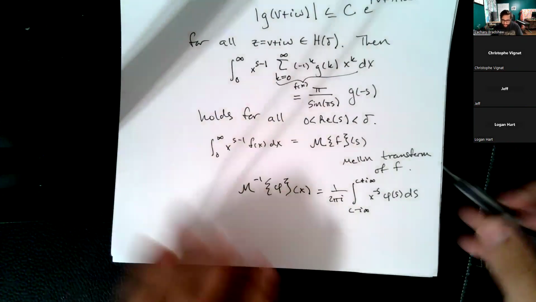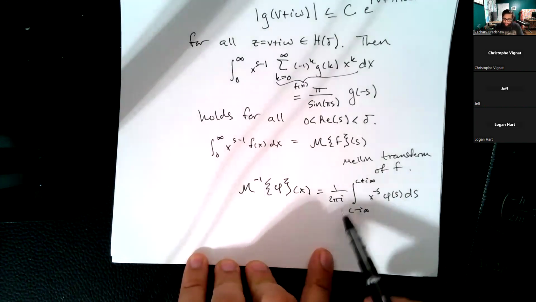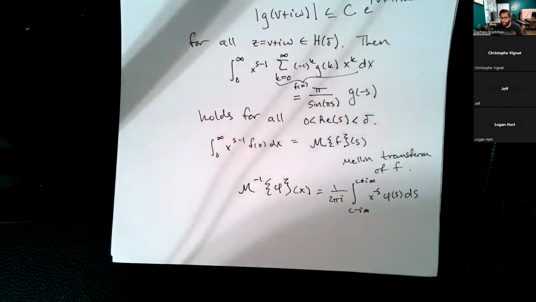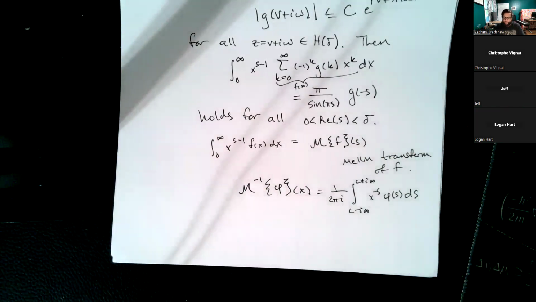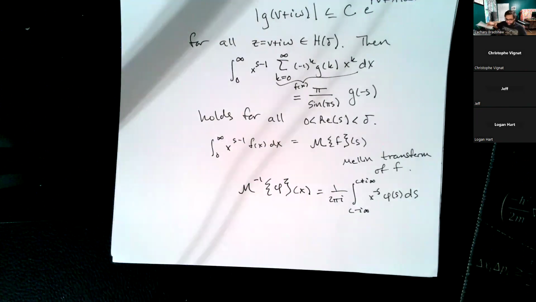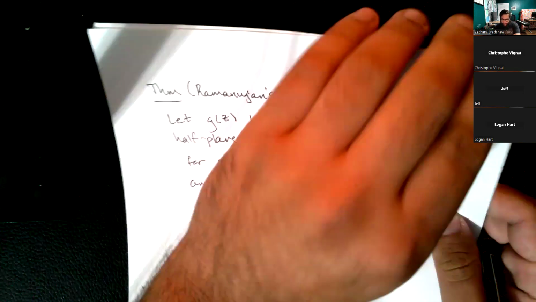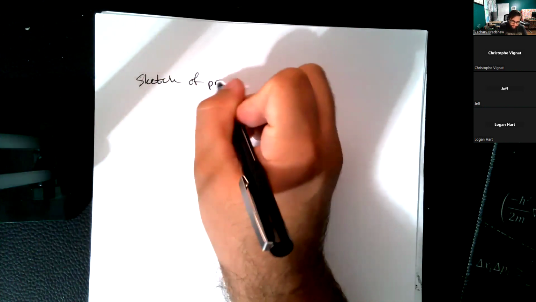Well, instead of looking at this integral, what we can do is look at this integral and prove some result about this integral in the complex plane using the residue theorem, and then apply the Mellin inversion theorem to get back to the original function here. So let's go ahead and do that. All right, so here's a sketch of a proof.